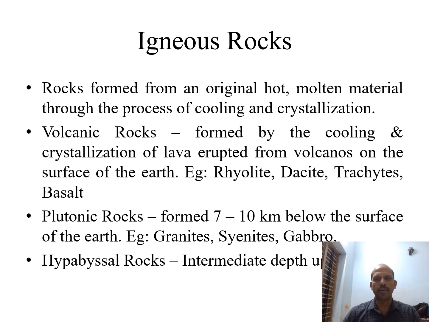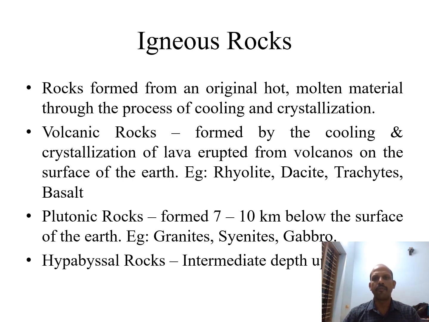So igneous rocks are formed from original hot molten material through the process of cooling and crystallization. So when the original magma cools down and gets crystallized, it becomes igneous rocks. You have three types of igneous rocks: volcanic rocks, plutonic rocks, and hypabyssal rocks. They are named by the difference in depth at which they are created.